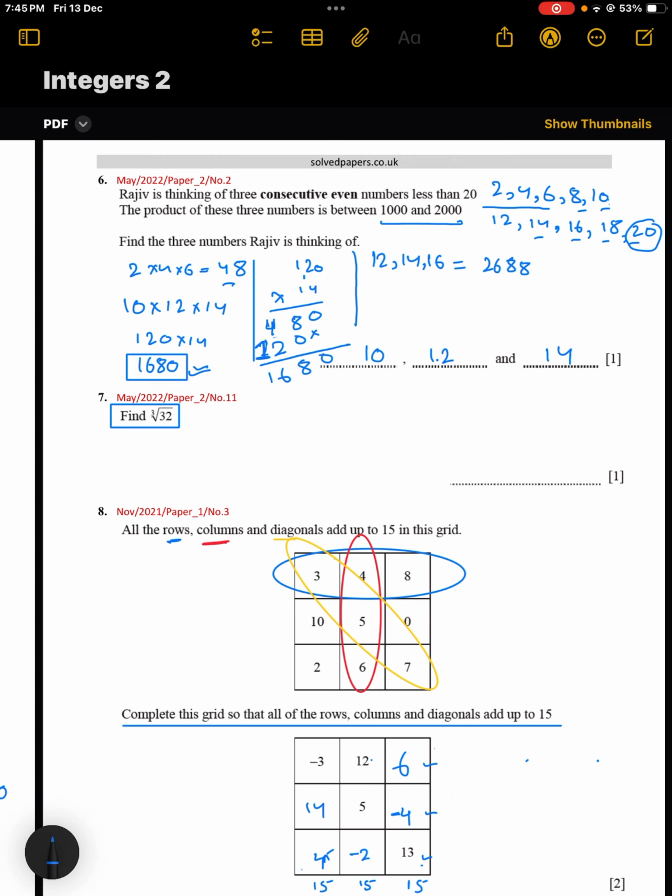Correct. Now this, 13 minus 2 will be 11. 11 plus 4 will be 15. Minus 4 and 5 will be 1. 1 and 14 will be 15. 6 and 12 is 18. 18 minus 3 is 15. Yes, correct. And same goes, let's do the diagonal one. This one.